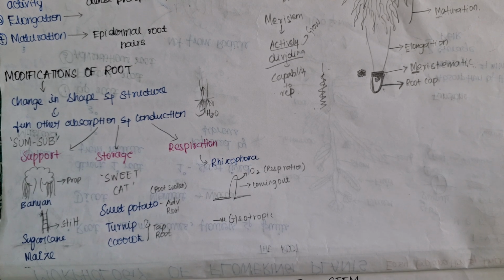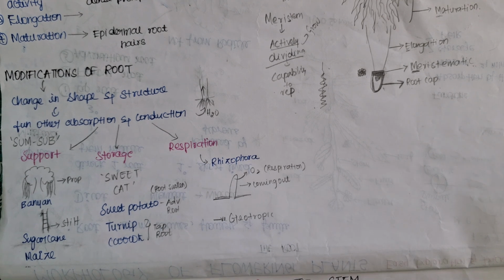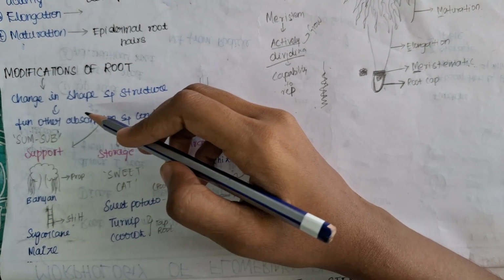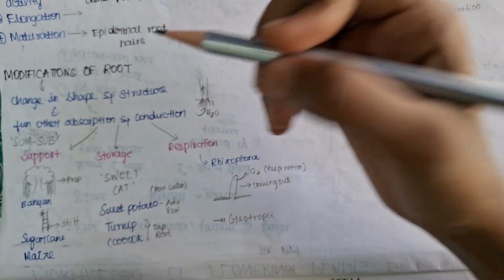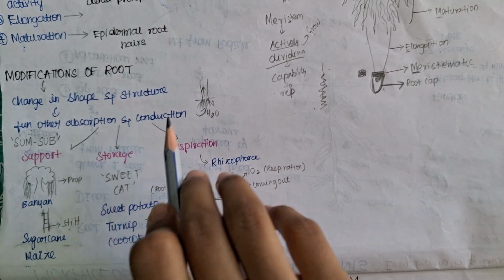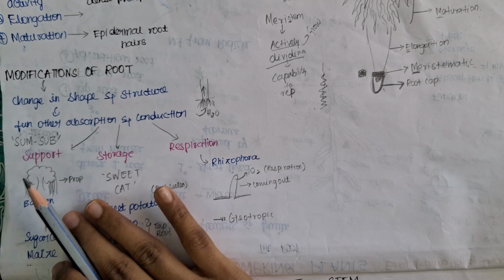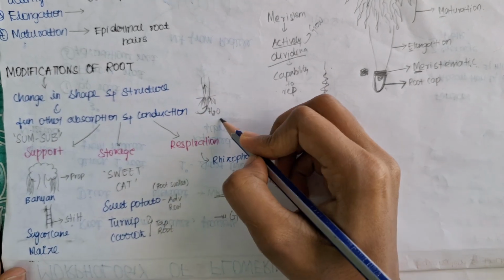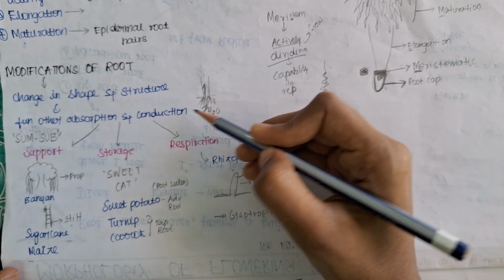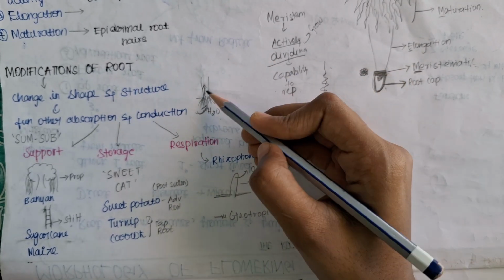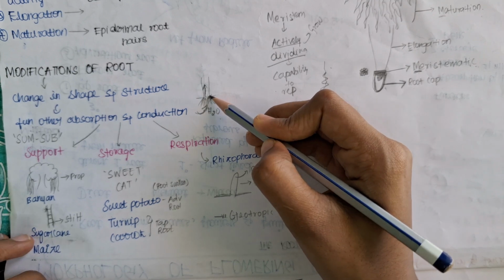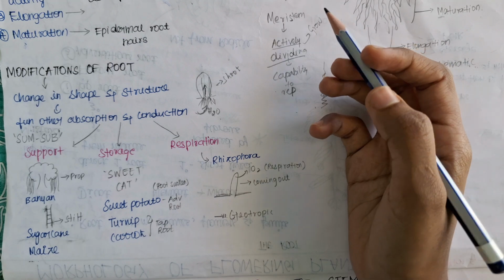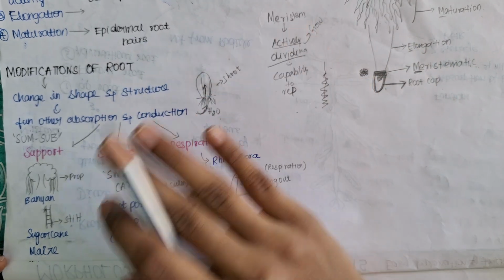Now we will talk about modifications of the root. So what is modification, first of all? Whenever any part changes its shape or structure and does a function other than absorption or conduction. Let's say in the root, what is the basic function? We already discussed: it absorbs water, H2O, from the underground, and it conducts. Absorbing means absorbing the water and conducting means giving that water back to the shoot system, right? So this absorption and conduction is common in our root. This is the normal function, not a different function.